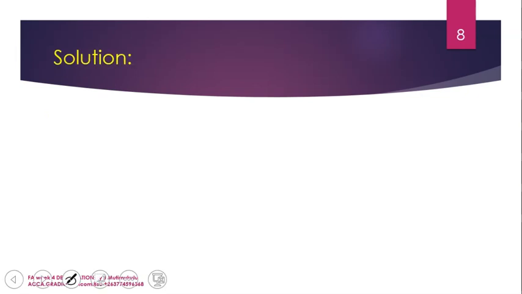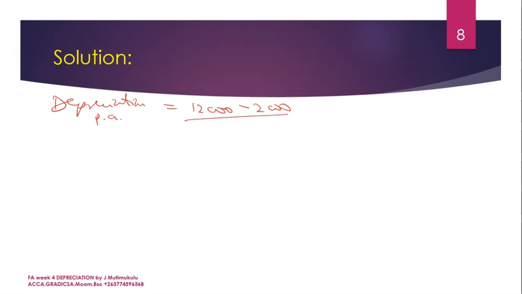So let us do the workings right away. So depreciation per annum is going to be the original cost of the asset, which was 12,000, and the residual value was 2,000, all divided by 5 years. That's 12 minus 2, that's 10 over 5, 2, so $2,000 per annum.